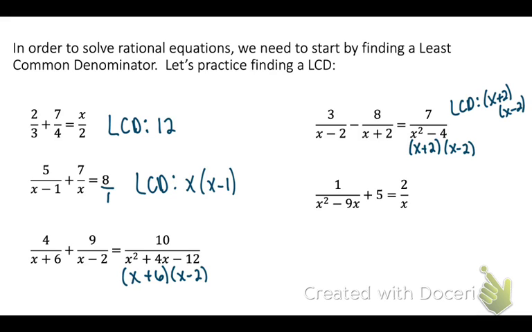And the last problem, we have an x squared minus 9x in the denominator, so we're going to start by factoring it. Just pulling out a greatest common factor of x. And we technically have 5 over 1. So looking through my denominators, I have an x and an x minus 9 in the denominators. So that's going to be my least common denominator.